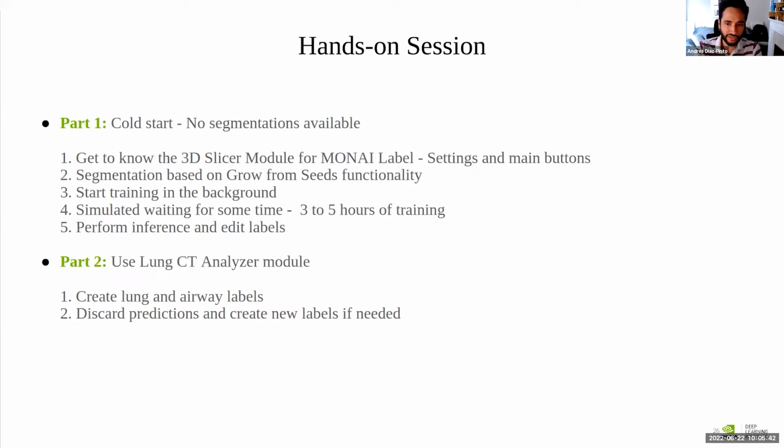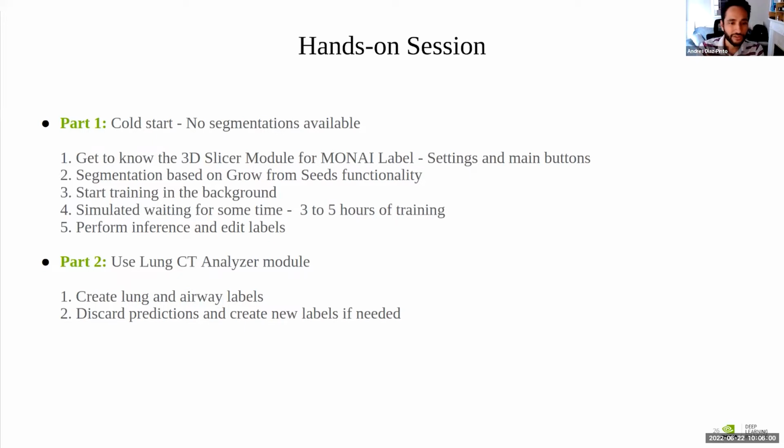I want to create labels and then trigger the training process, right? To create the labels, I'm going to use the grow from seeds. Once I create a label, I trigger the training process. We can simulate that we wait for 3 to 5 hours. We are not going to do that. We already have a pre-trained model.